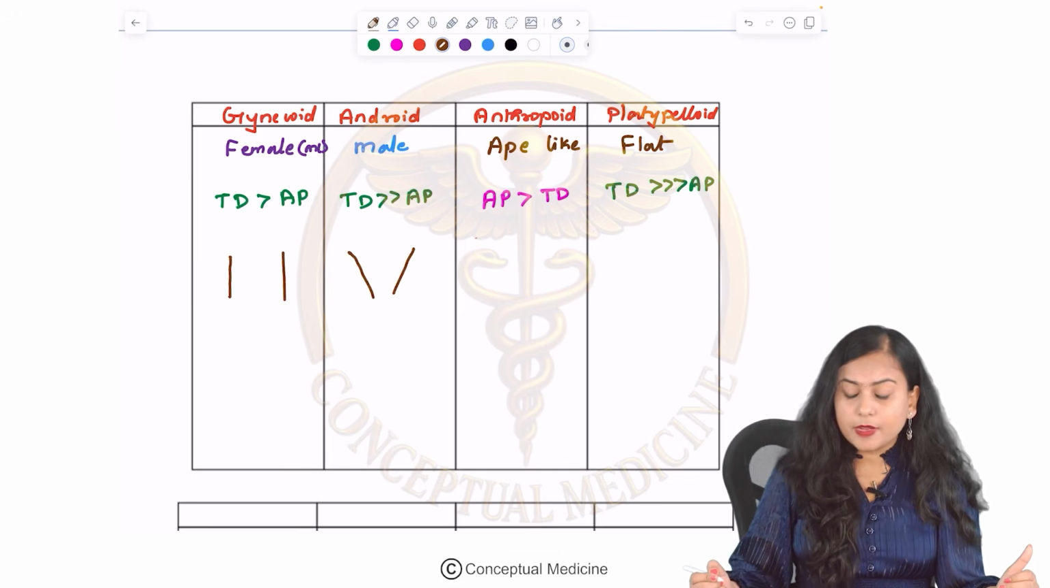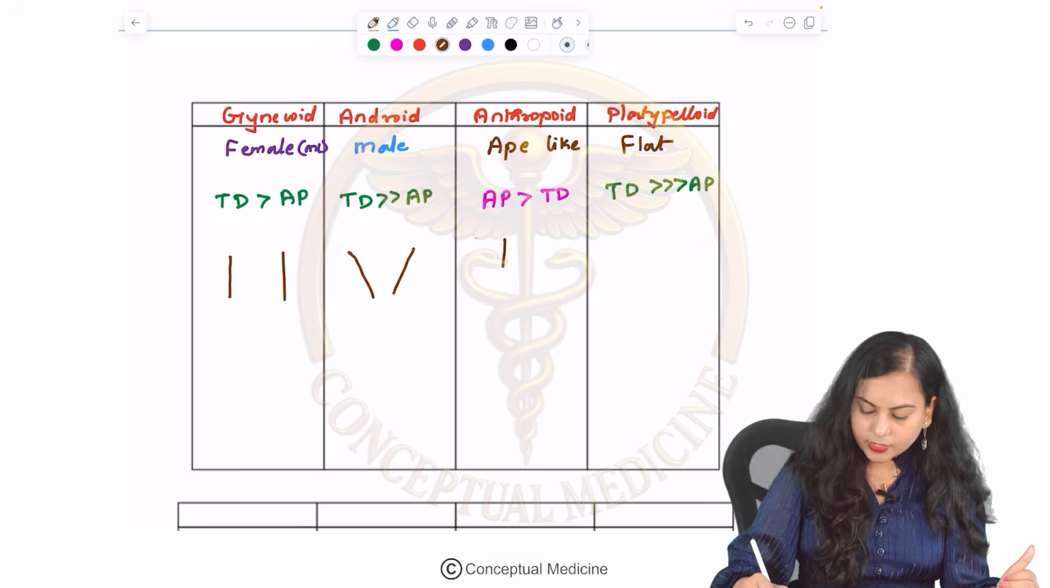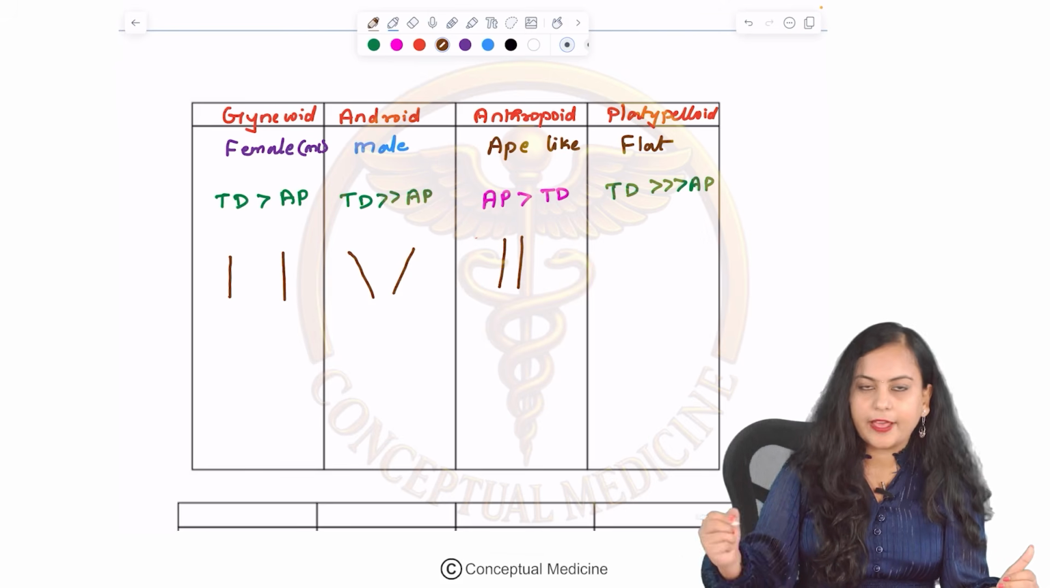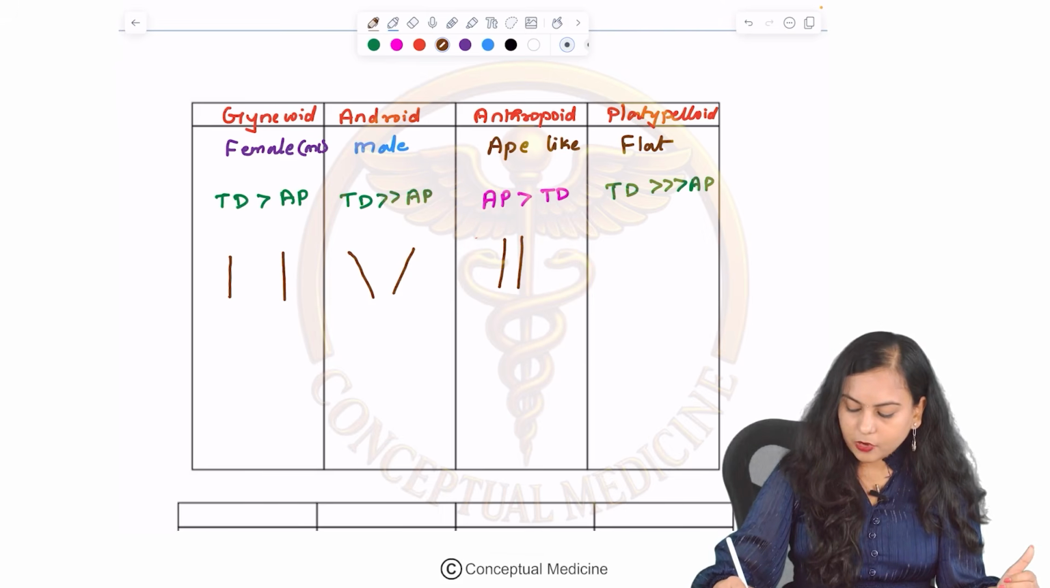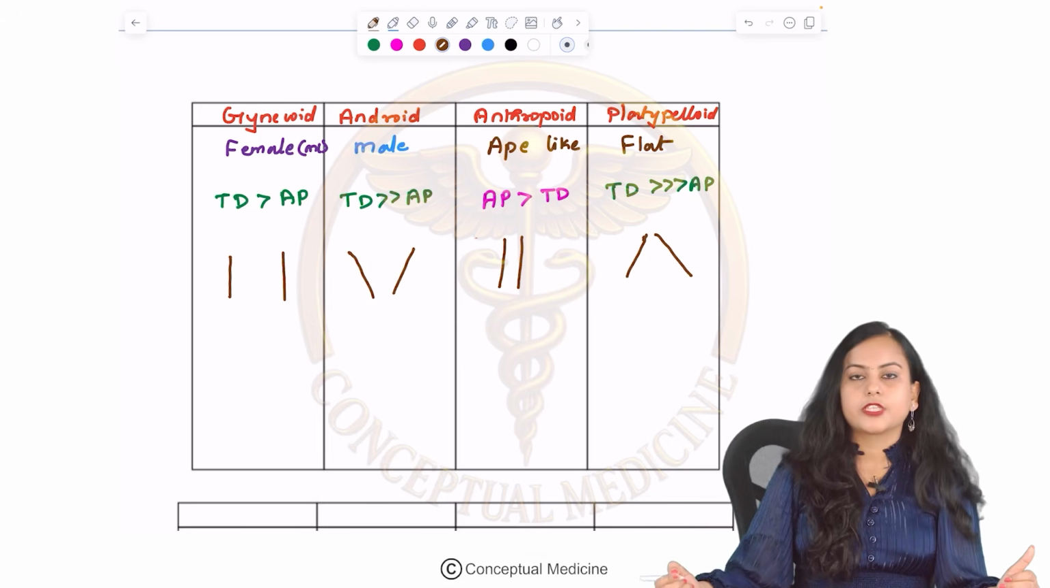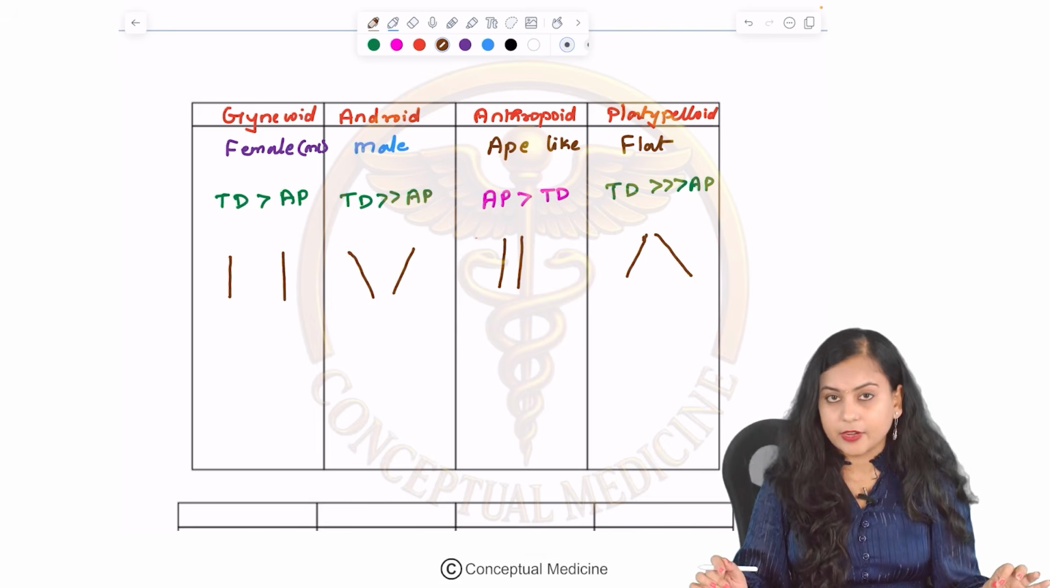In anthropoid pelvis, the pelvic side walls are straight and parallel, but it is narrow. And in platypelloid pelvis, the side walls are diverging. Clear? So, this is about the pelvic side walls, right?